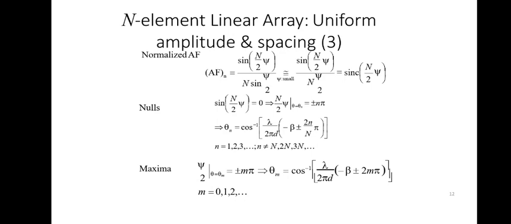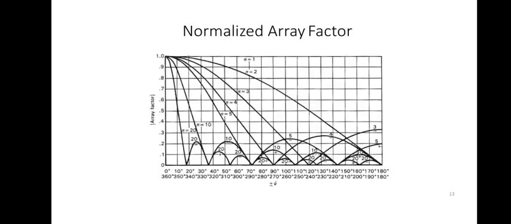Now we take the maximum. At the maximum, psi by 2 at theta equal to theta max equals plus or minus m pi, so theta m equals cos inverse of (lambda by 2 pi d) times (minus beta plus or minus 2 m pi), where m equals 0, 1, 2, 3. This is the maximum for the N element array. This is the normalized array factor for N equal to 1, 2, 3, 4 and so on up to N elements, plotted as phase versus array factor. This is the graphical representation of the results for the N element array.